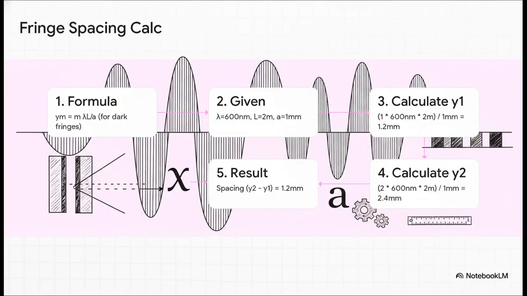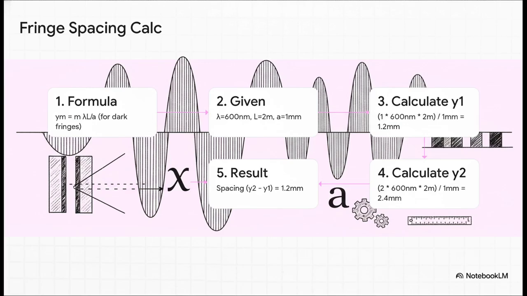Now, here's the part that should make every engineer really happy. This pattern isn't random. It's perfectly predictable. This formula right here, it's the recipe. If you know the light's wavelength, lambda, the distance to the screen, L, and the slit width, a, you can calculate the exact position of those dark spots.